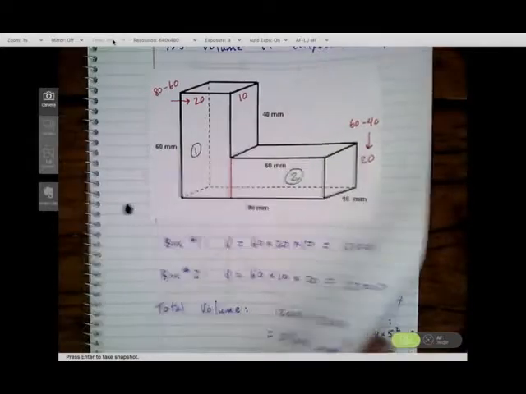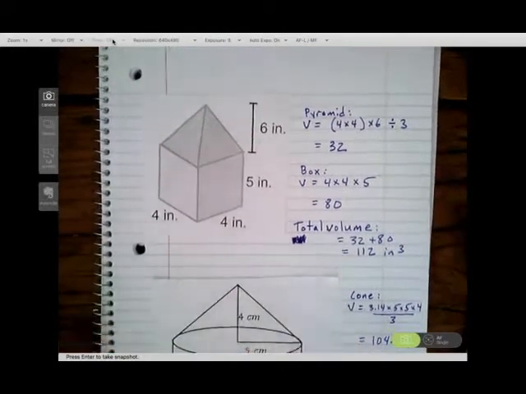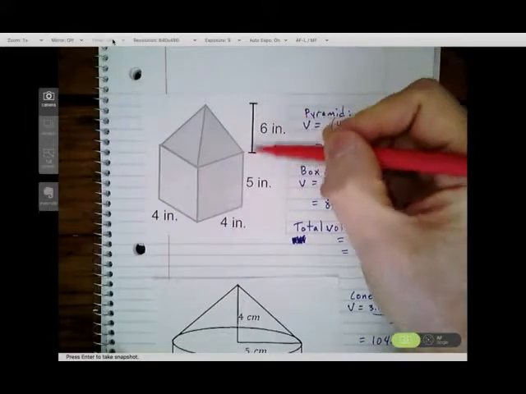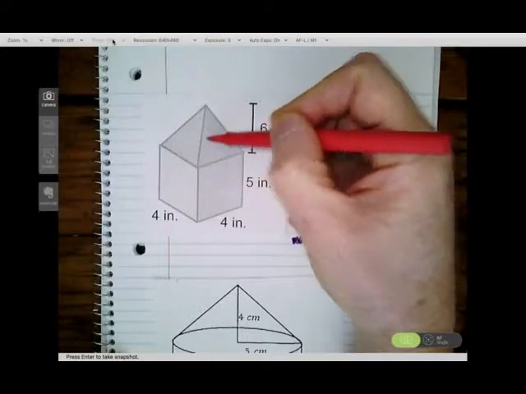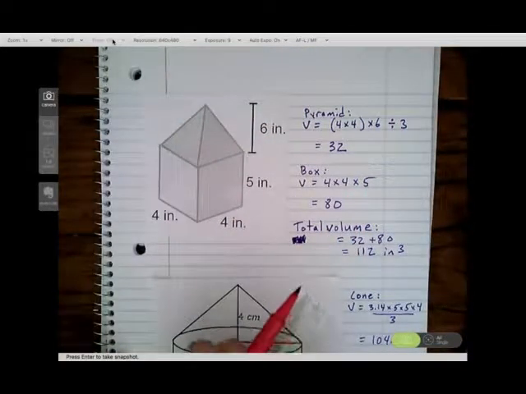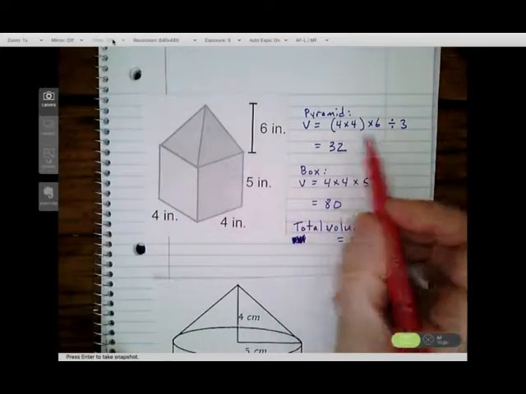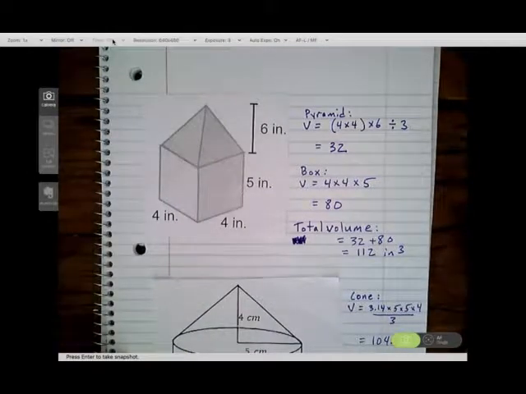Okay, let's look at a couple more. Here we have a slightly more complicated one. We have a pyramid on top of a box. Okay, so let's find the volume of the pyramid first. So this is a square-based pyramid, and the 6 is how tall the pyramid is. I know usually the ones that you've done on your assignments have had like a dashed line inside to show the height, but here they put it on the outside. So the volume of the pyramid is the area of its base, so 4 times 4 because it's a square, times how tall it is, and then divided by 3. So 4 times 4 times 6 divided by 3. If you work that out, you get 32.